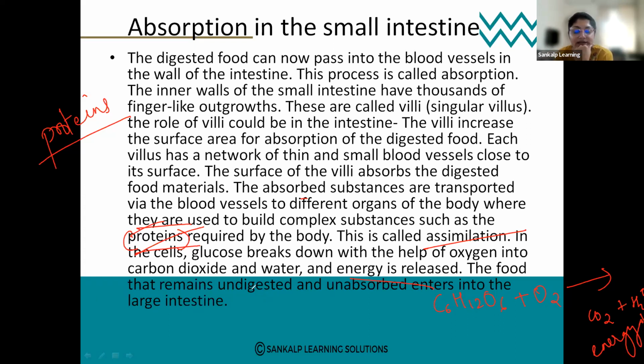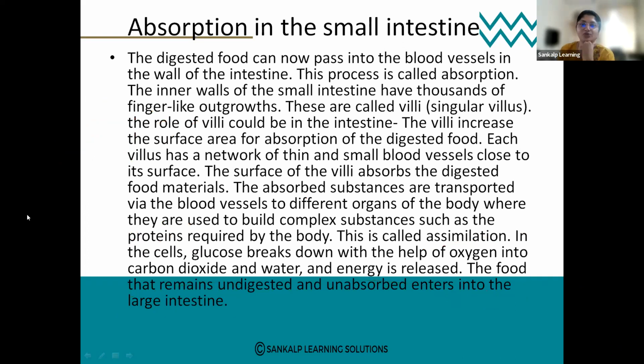Now the food that remains undigested and unabsorbed will enter into the large intestine. The main digestion takes place in the small intestine. Whatever is unabsorbed and undigested is passed to the large intestine. This is the absorption process. Whatever digested food is there should pass through the villi. Through the network of villi, there are small blood vessels close to its surface. The surface of the villi will absorb the food that is digested.